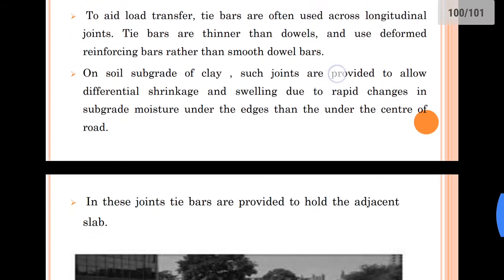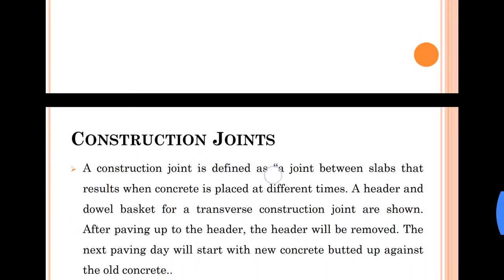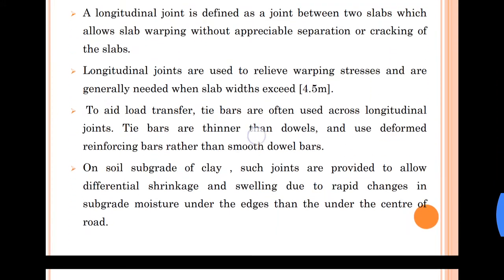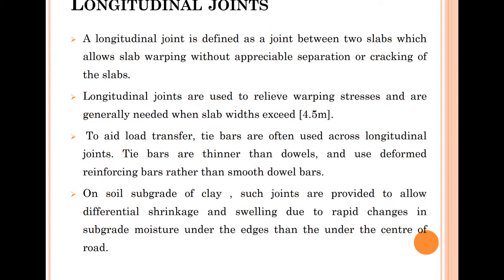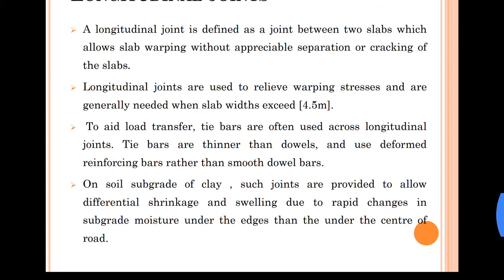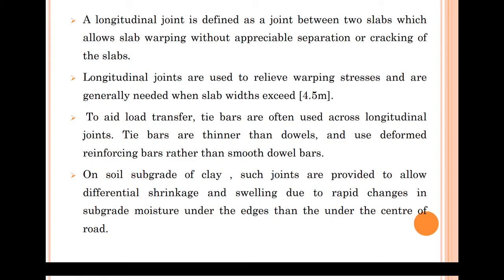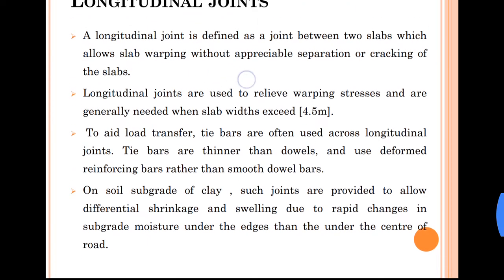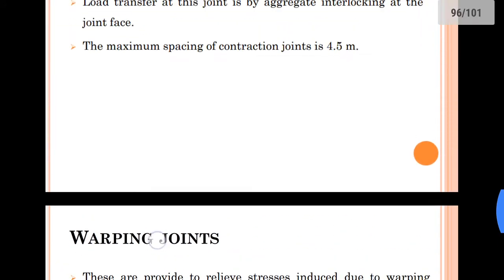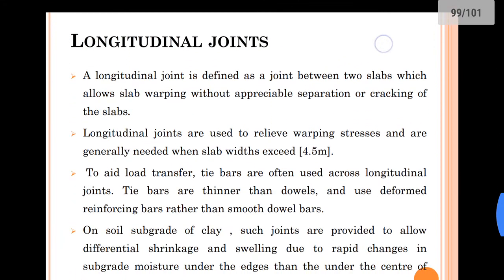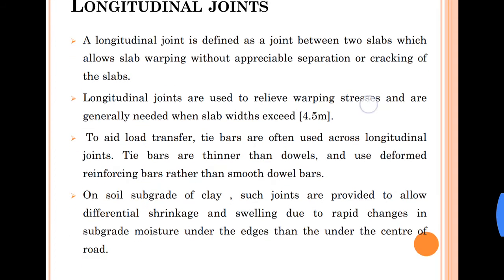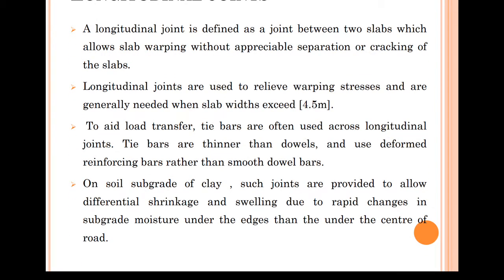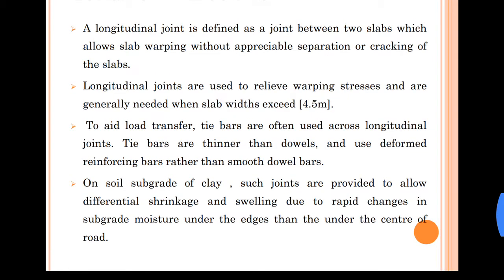Then we have longitudinal joints. All these four types were the transverse joints. Now we have the longitudinal joint. A longitudinal joint is defined as a joint between two slabs which allows slab warping without appreciable separation or cracking of slabs. So the longitudinal joint should allow for warping. Longitudinal joints are used to relieve warping stresses and are generally needed when slab widths exceed 4.5 meters. If the slab width is less than 4.5 meters, then we may not provide a longitudinal joint.